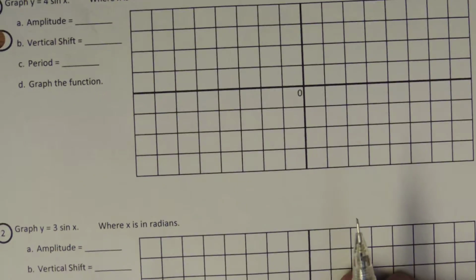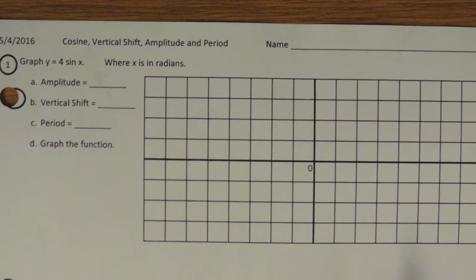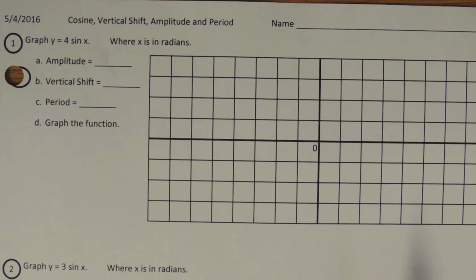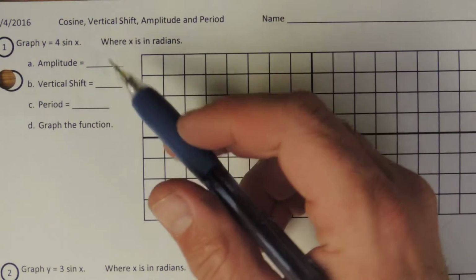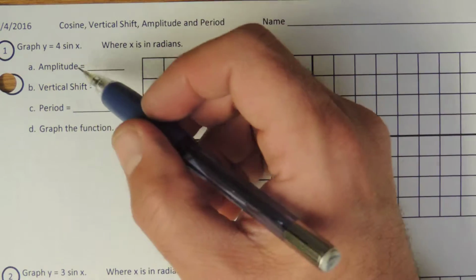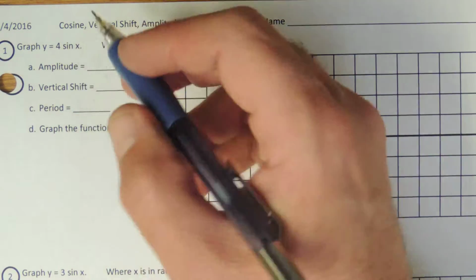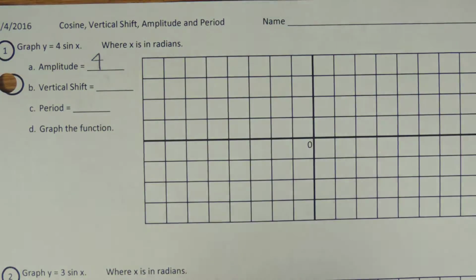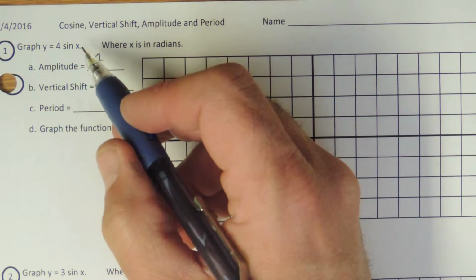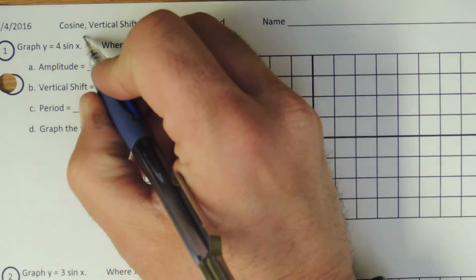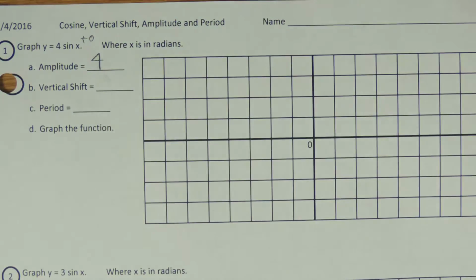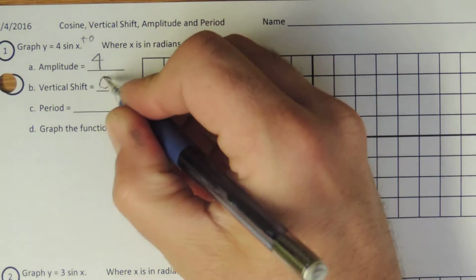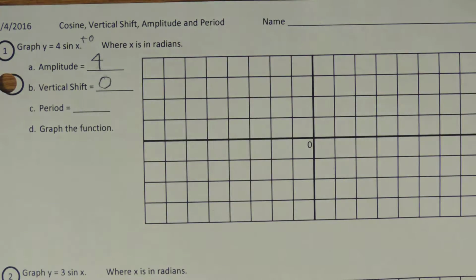First of all, though, if I'm graphing the first one, I look for my amplitude. Amplitude I get from the number that's next to the sine, so my amplitude is 4. Vertical shift, I look for a number that's added. In this case, I don't have anything added, so really it's like plus 0. There is no vertical shift here.